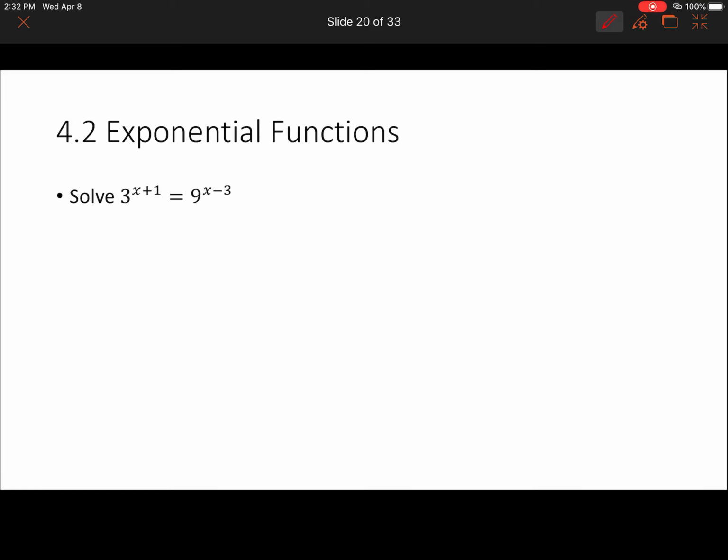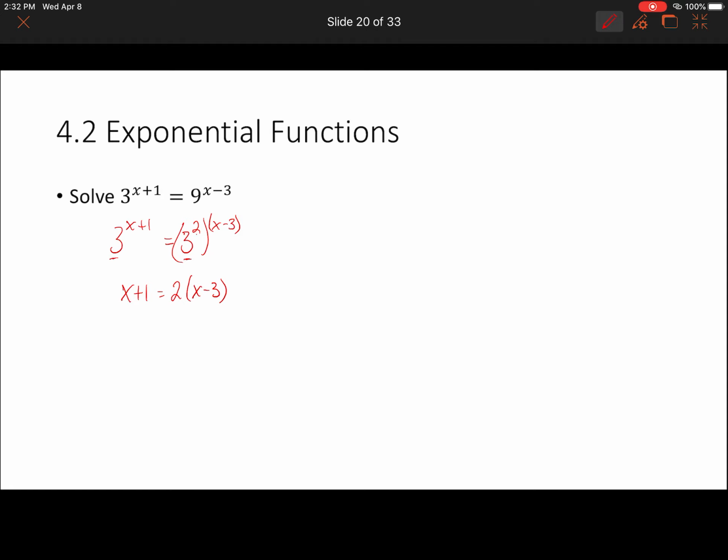So hopefully you paused the video and now we can work through it. We're trying to get 3 and 9 to be the same base. Well, we can make 9 be a base of 3, right? Because it's 3 squared. And so we take this 3 to the x plus 1 power, and it's equal to now this 9, which is 3 squared, to the x minus 3 power. Well, now since our base is 3 in both of these, we can say their exponents are equal. So x plus 1 must be equal to 2 times x minus 3.